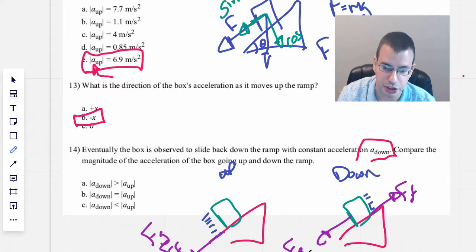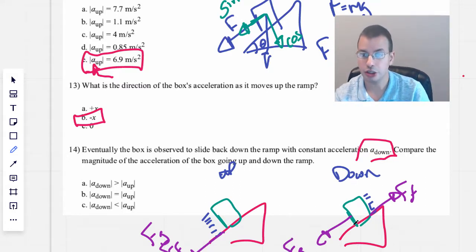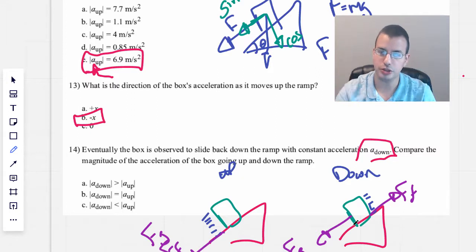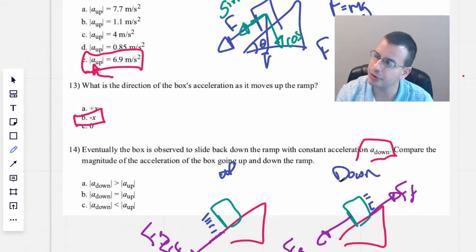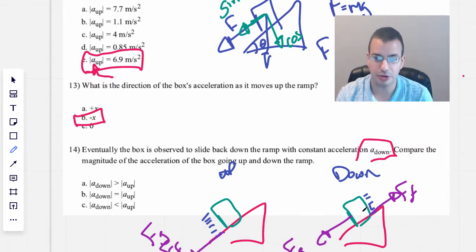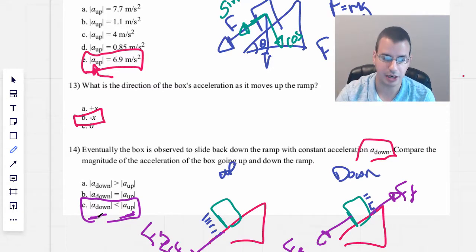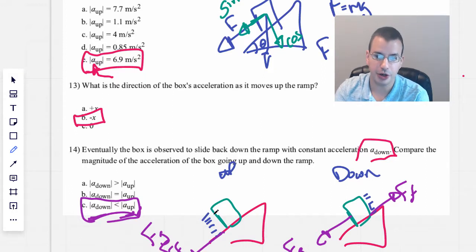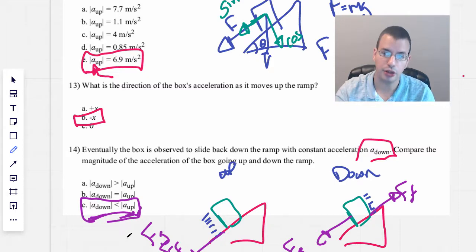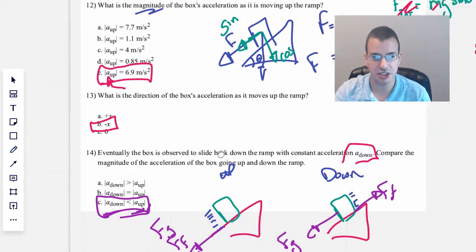So what's happening is the two accelerations will oppose each other when the block is moving down, but they'll work together in tandem when it's moving up. So acceleration up will be greater than acceleration down, just in terms of magnitude. The magnitudes are all we're looking for here. When it's going up, the accelerations are working in the same direction. When the block is sliding down, they're working in opposite directions, therefore it diminishes the magnitude.